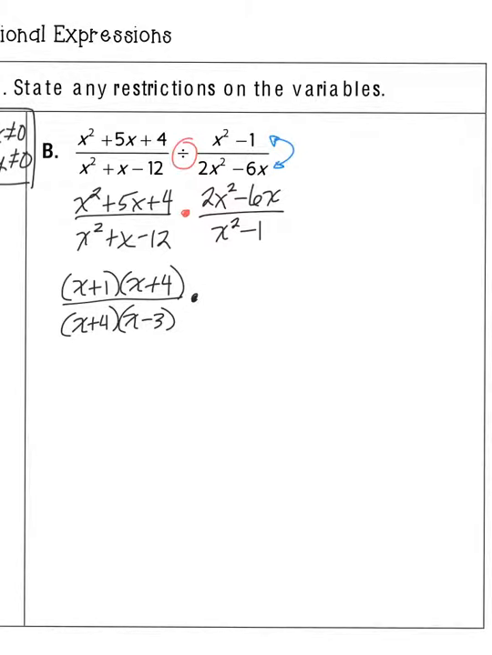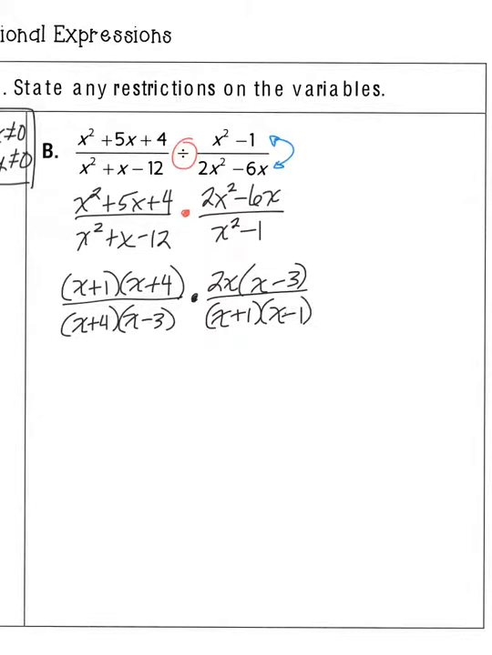This numerator here has the greatest common factor of 2x, so 2x is coming out in front, and then I'm going to divide each of these by 2x. So 2x squared divided by 2x gives us an x. And then negative 6x divided by 2x is a negative 3. All divided by, and then the last denominator is the difference of two squares. So x plus 1, x minus 1.